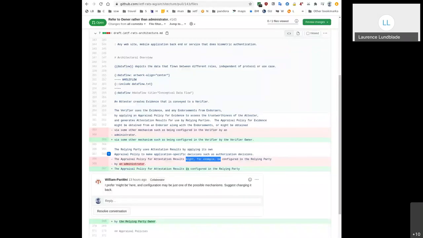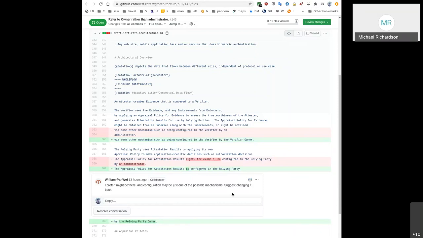Well, that I'm not sure I agree with, that there has to be an arrow for every possible thing, because it's an example. But important things. I think, Ned, what you suggested is there might be some case where the appraisal policy for attestation results is, say, hard-coded into the relying party code, in which case it wasn't configured by the owner, other than the owner may have installed that code on there or something. Right. Well, it says "is configured in the relying party". Right. So that can be the code by the relying party owner, which, you know, well.